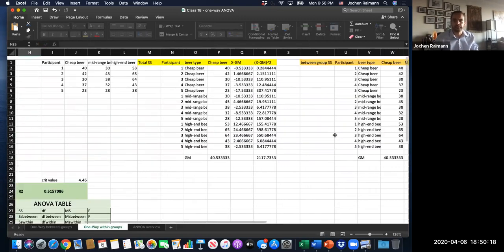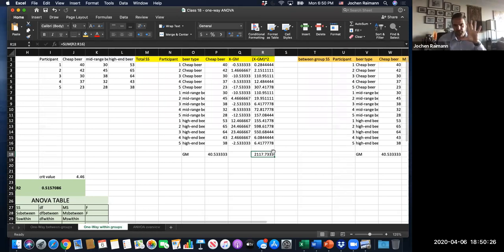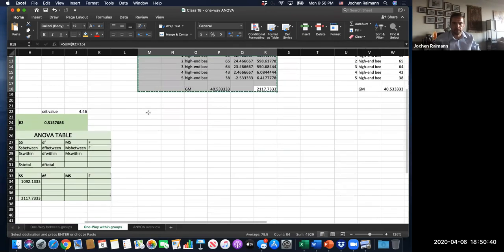Okay, so now back to our calculations. So what are we doing next? Now we're going to do something different because, as the next step, we need to have the between subject. We need to have the within subject estimate. So what does this mean? Okay, so let's do this one down here. Okay, between group.